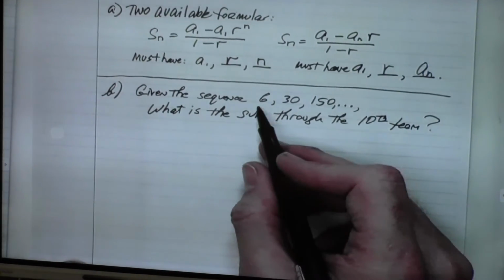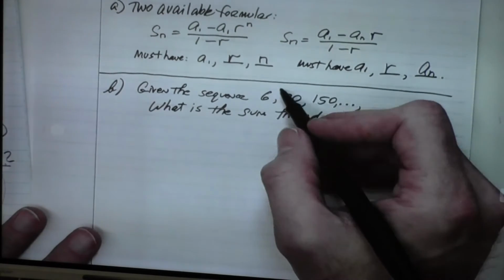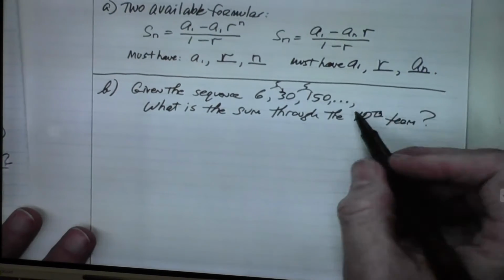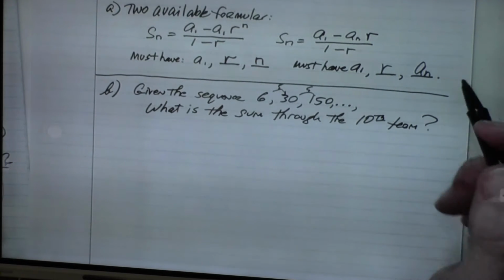So what we're going to do here is we're given this sequence, and we need to find the sum through the 10th term. It is possible to just keep doing it. Well, let's see, first let's find r. It looks like times 5, times 5. So I could do times 5 seven more times. I'm going to get a pretty big number, but if you want to sit down and do all that, it's possible. But I'm going to require you to use a formula for it.